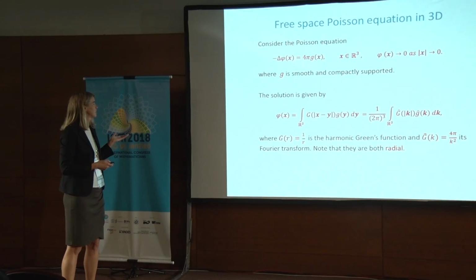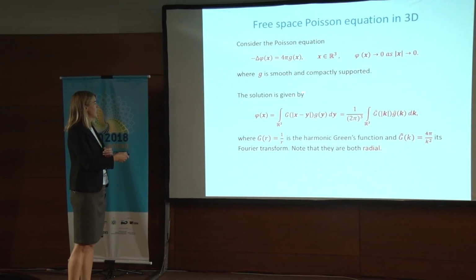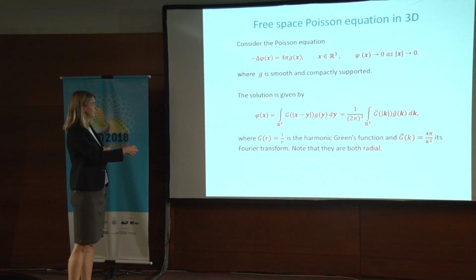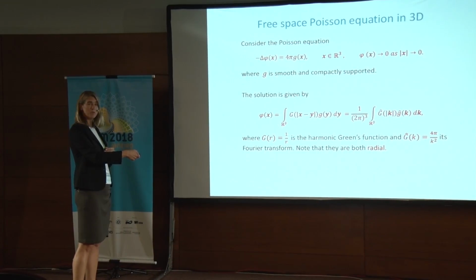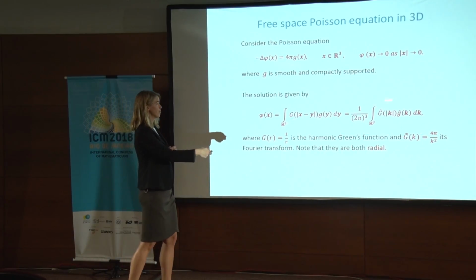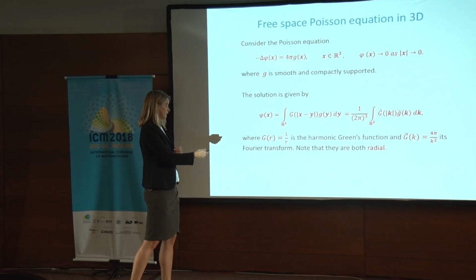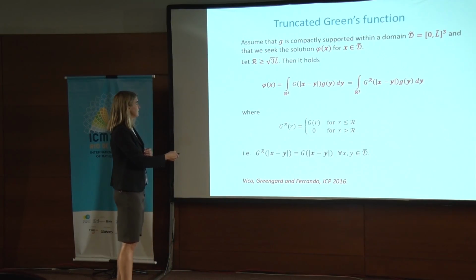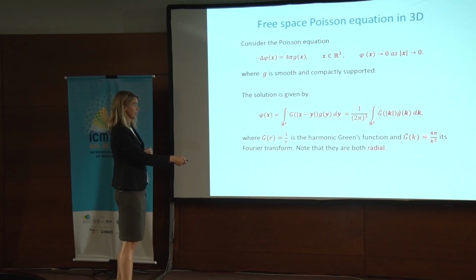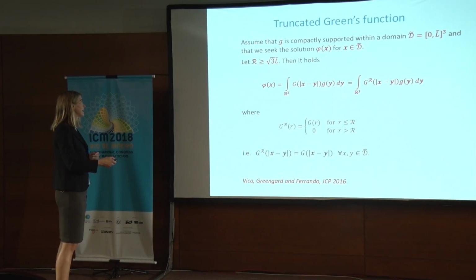This is not obvious. So if you look at the Poisson equation, and you can write the solution in this form, it's a convolution with a Green's function, the harmonic Green's function, or in Fourier space like this. But of course, this is singular, so it's nothing that we want to discretize right off the bat.